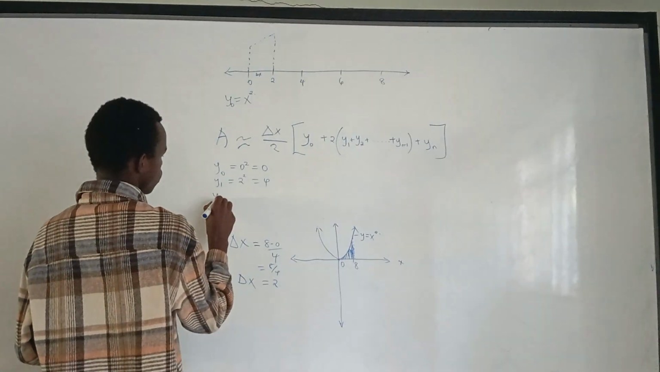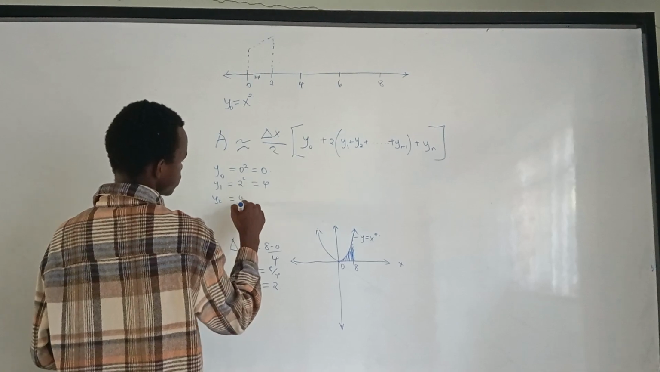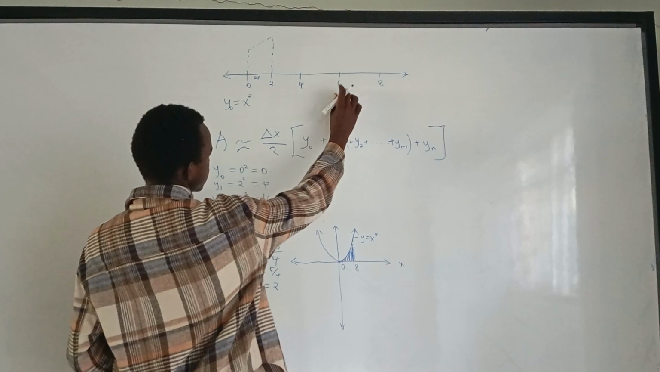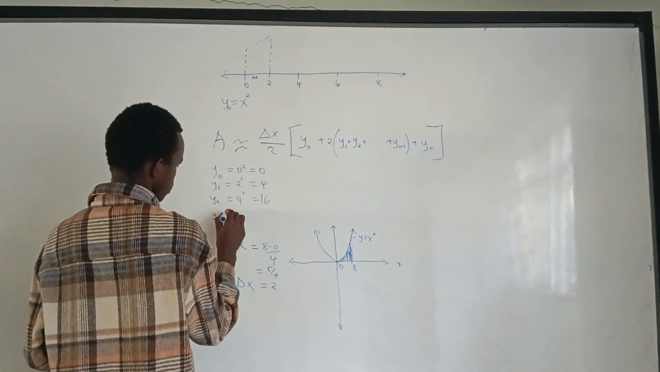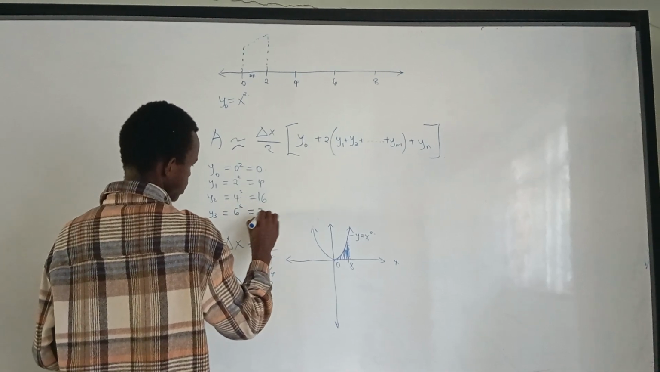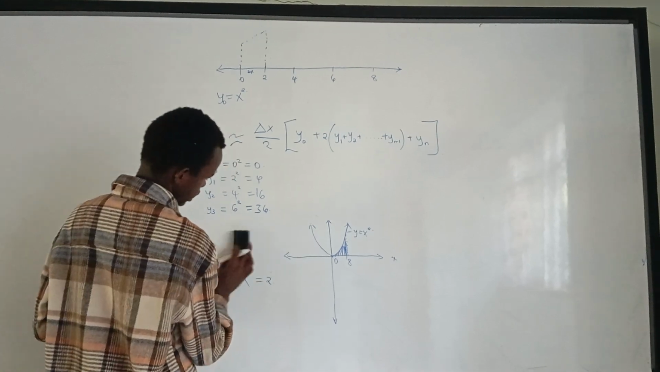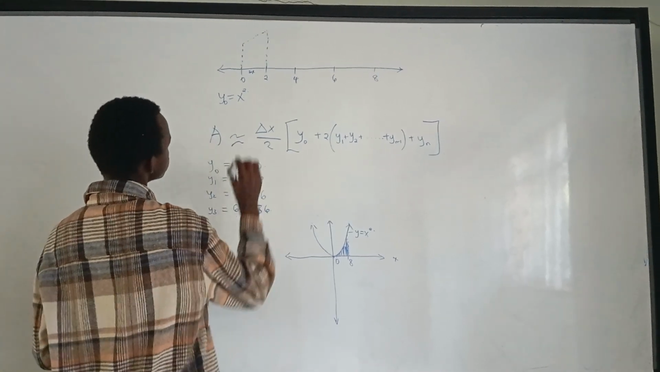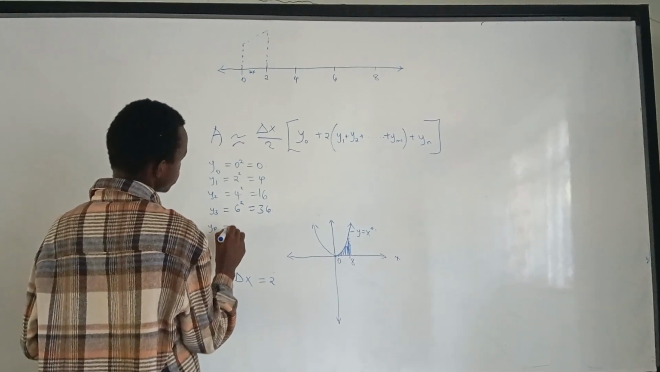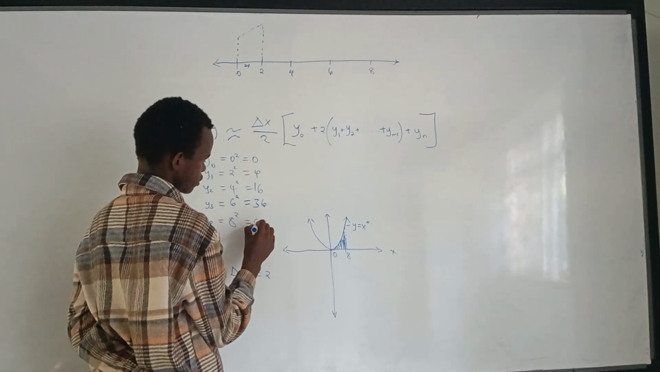Our y2 will be where x is 4, so 4 squared is 16. The third y, or y3, will be where x equals 6, so 6 squared, that is 36. We already found our delta x to be 2, keep that in mind. So our y4 will be where x is 8, so 8 squared equals 64.